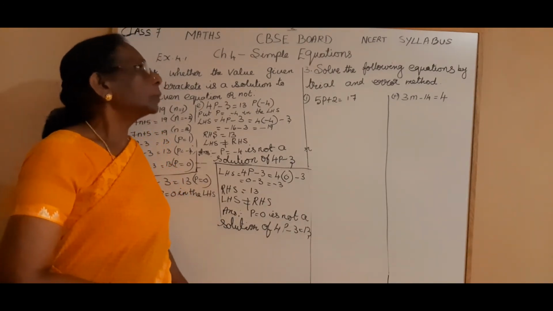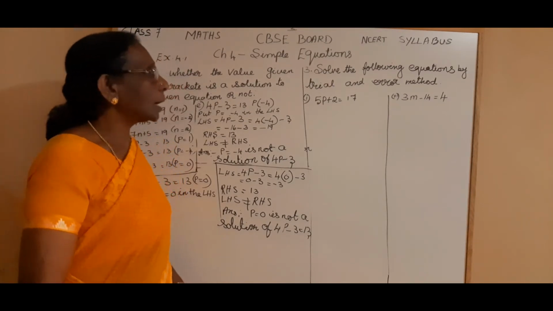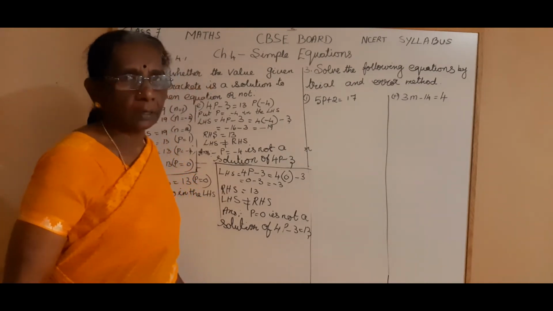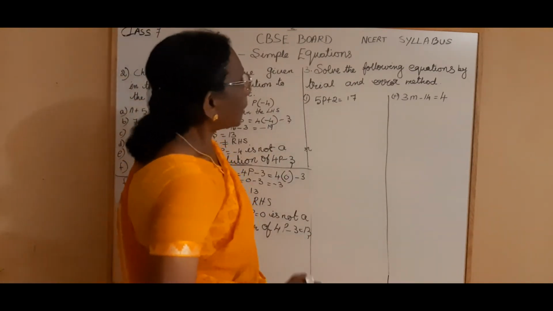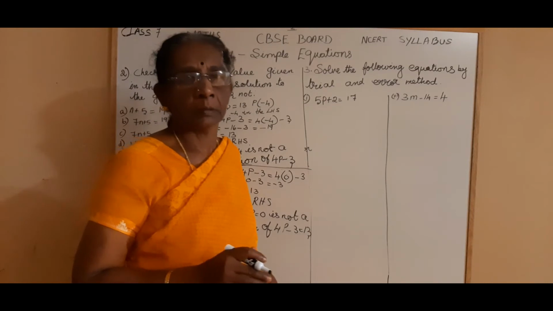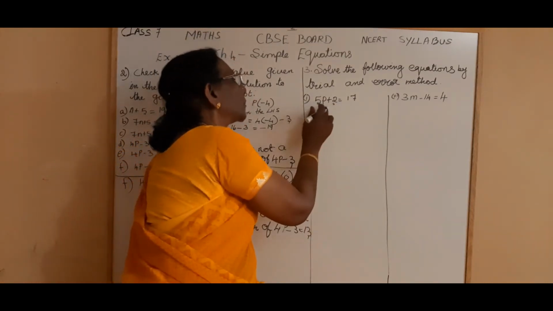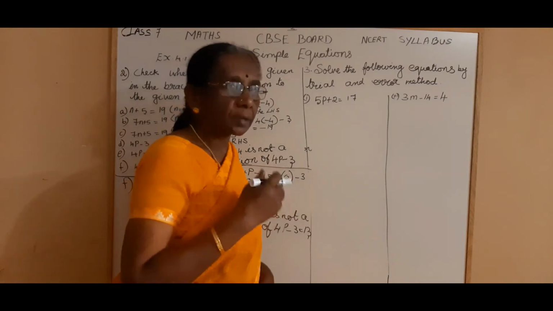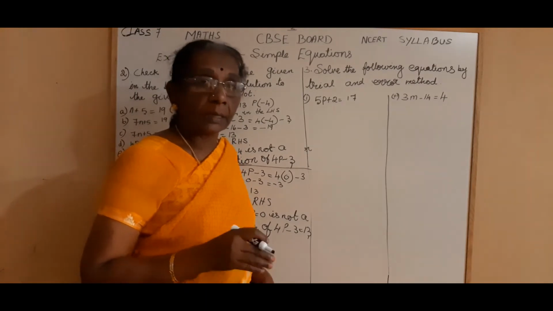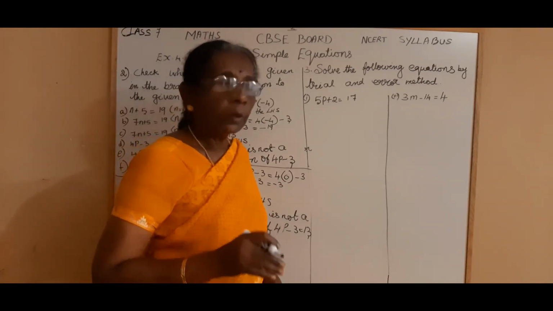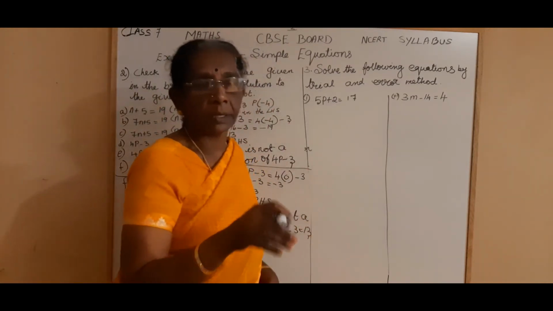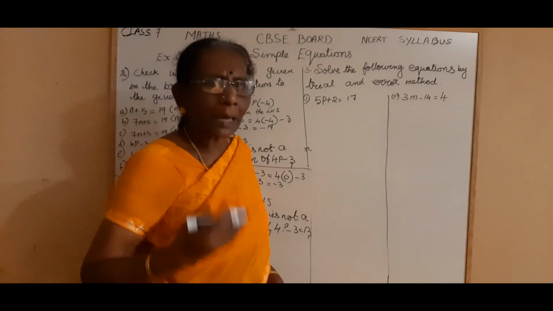Okay, now we'll move to sum number 3. Solve the following equations by trial and error method. So what is the meaning of solve? It means you are asked to find the solution of the equation 5p plus 2 is equal to 17 by trial and error method. What is trial and error method? Trial and error method means you have to give values for p and check whether it is satisfying the equation or not.